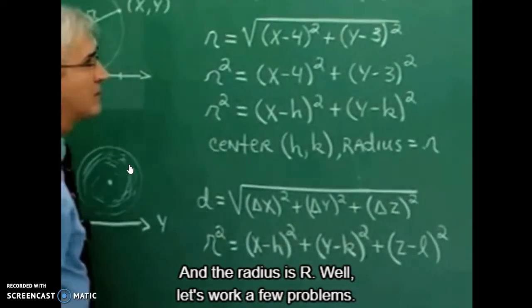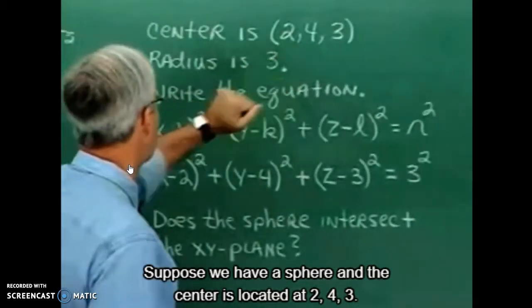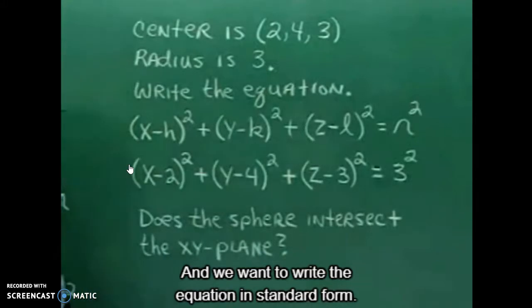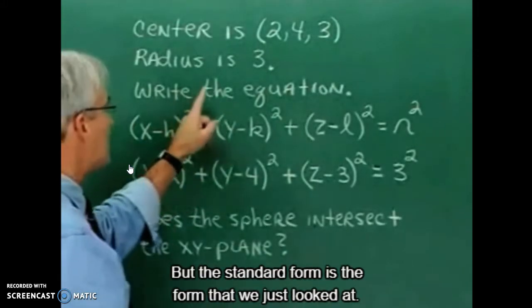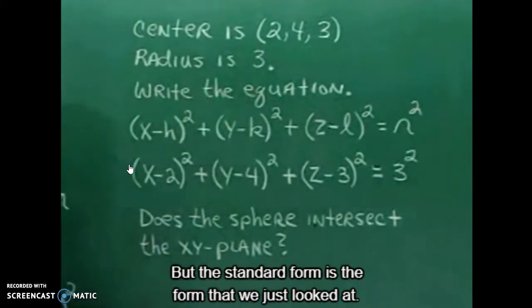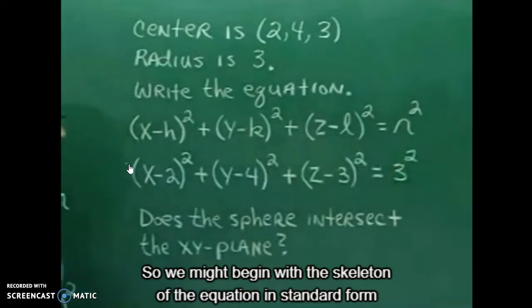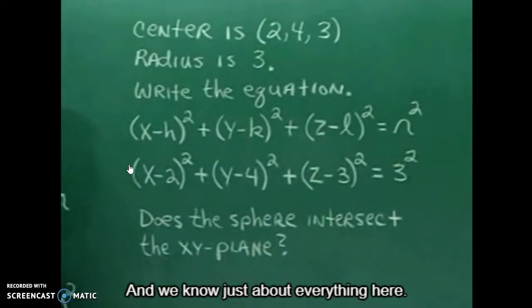Well, let's work a few problems. Suppose we have a sphere, and the center is located at 2, 4, 3. The radius is 3, and we want to write the equation in standard form. Now, the equation can take a lot of forms, but the standard form is the form that we just looked at. So we might begin with the skeleton of the equation in standard form and just fill in the information we know. And we know just about everything here.